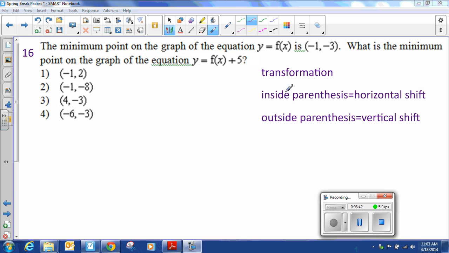Number 16, this is a transformation question. You must recognize that this transformation from f of x to f of x plus 5 is an outside the parentheses transformation, which means it is a vertical shift. You're actually sliding the function upwards 5 units, and that's going to change the minimum point of -1, -3.